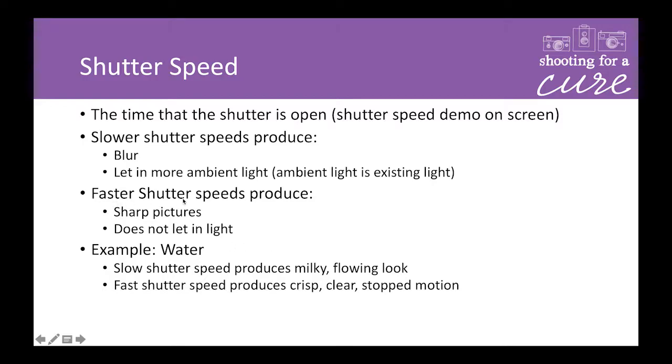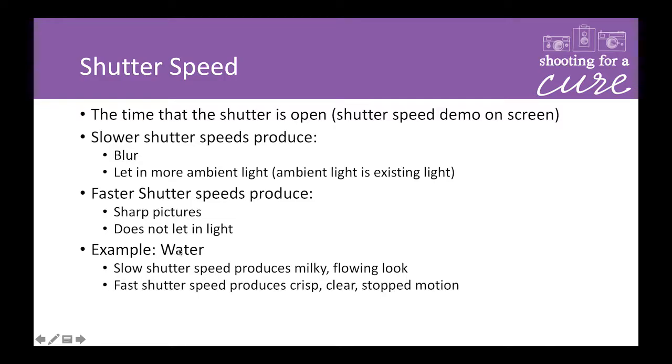Now a faster shutter speed, this I think is more easy to picture. It produces very sharp pictures. Think of sports pictures. Say you're watching PGA golf and they hit their shot and then all of a sudden you hear the shutters of the cameras going really, really fast. That's freezing the motion. And that's very important in most sports pictures to freeze the action. It also doesn't let light in.